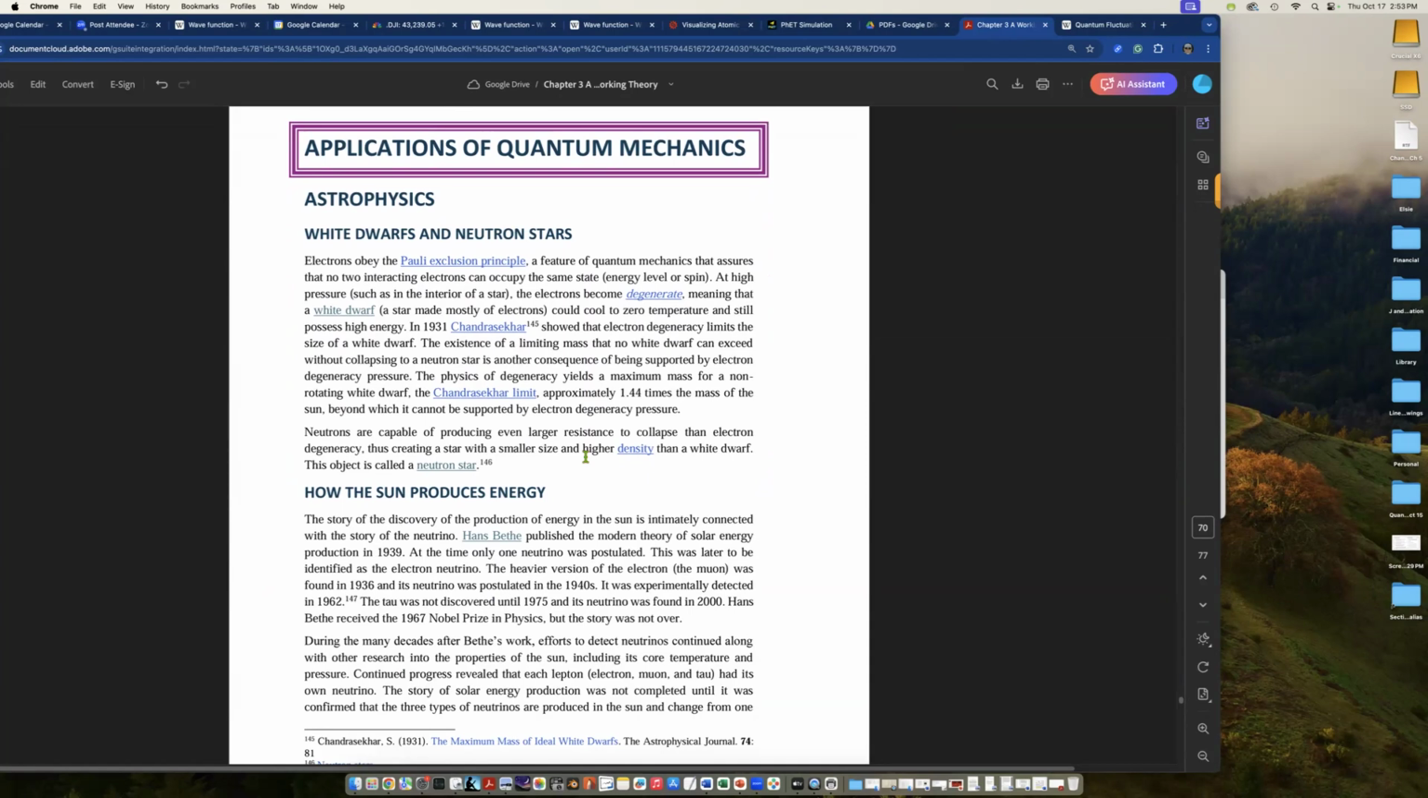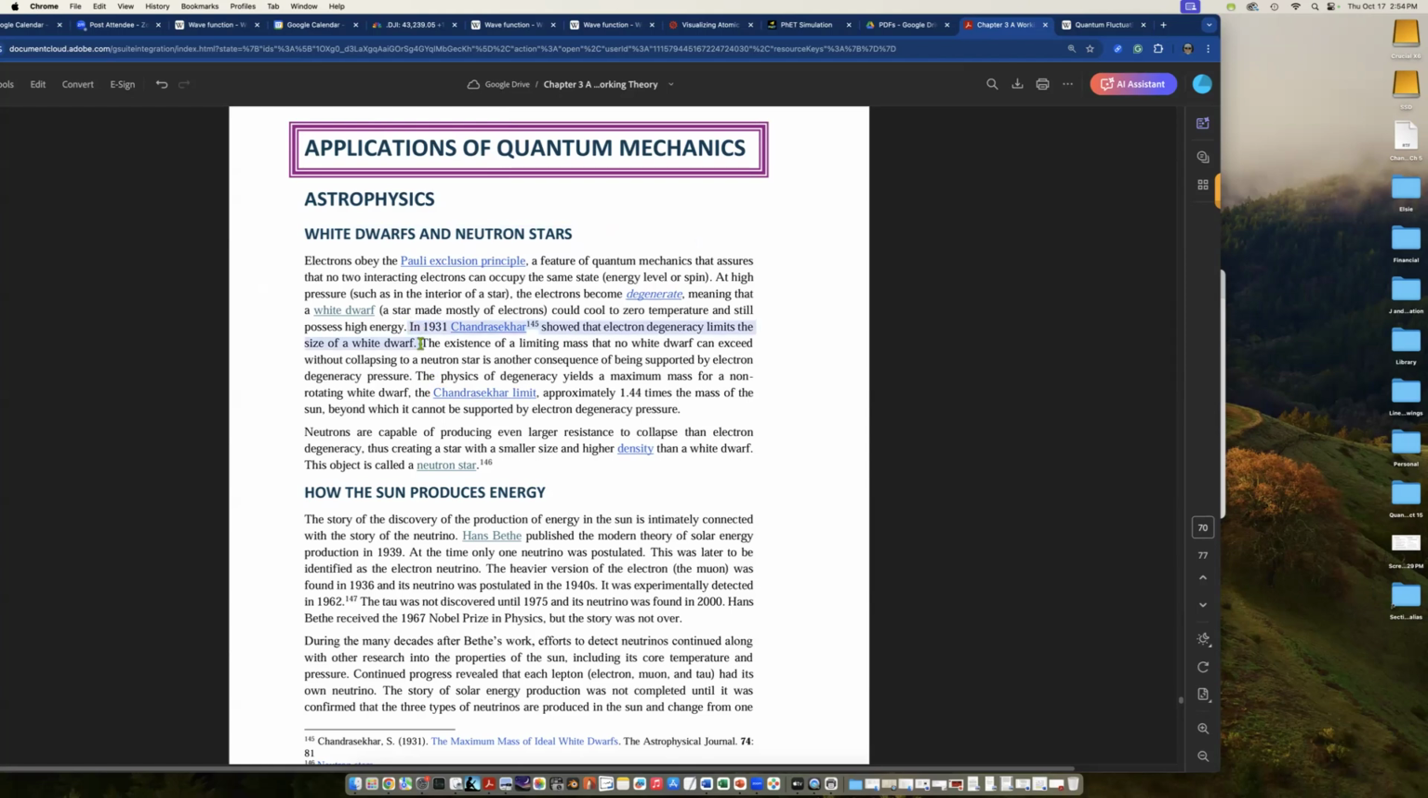What are the applications of quantum mechanics outside of chemistry, nuclear physics, and so forth? An extraordinary application has been to explain the behavior of astrophysical objects, namely white dwarfs and neutron stars. And this has been extremely successful.